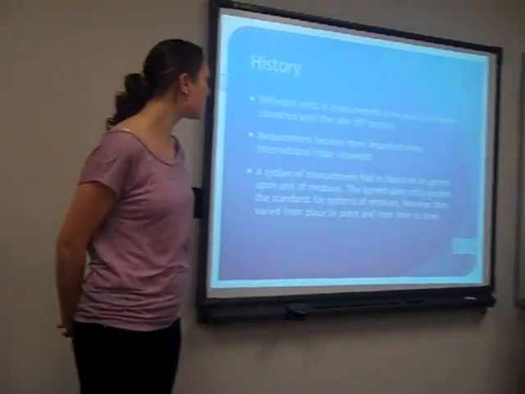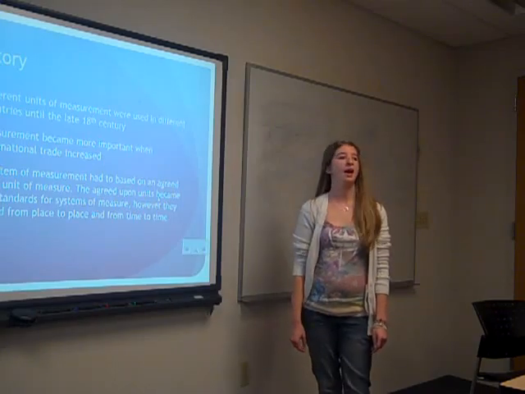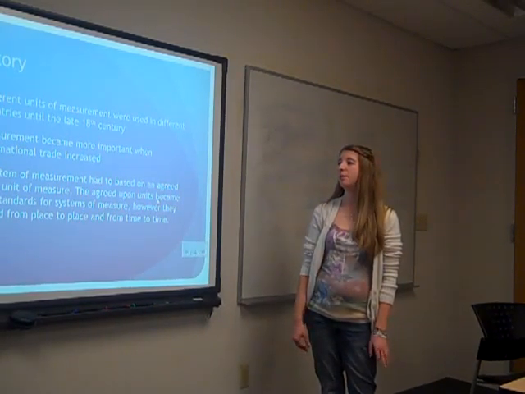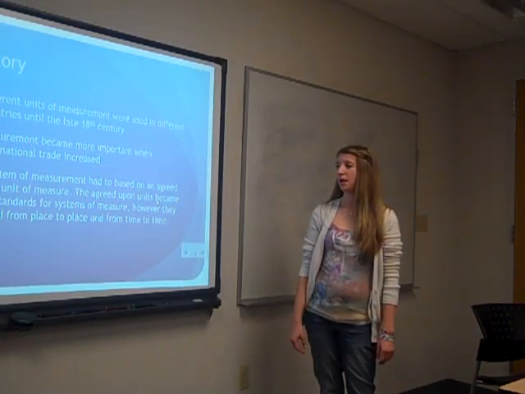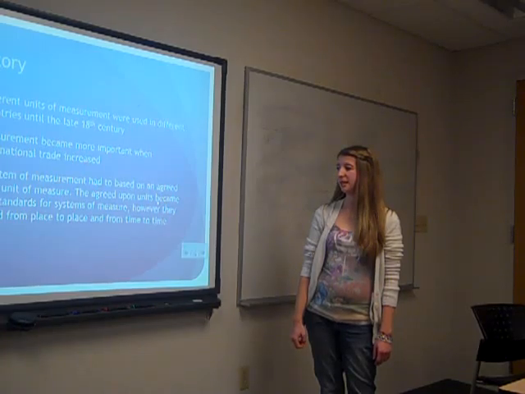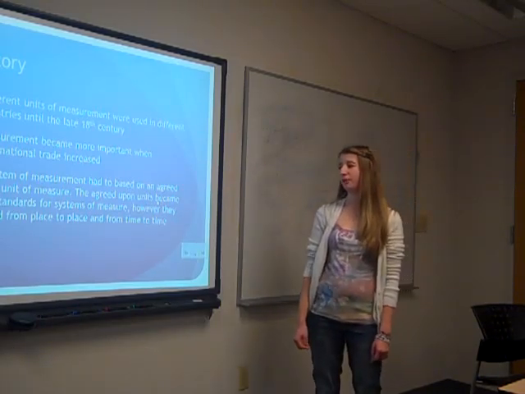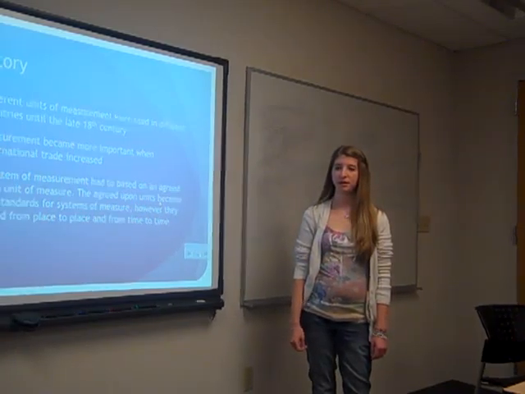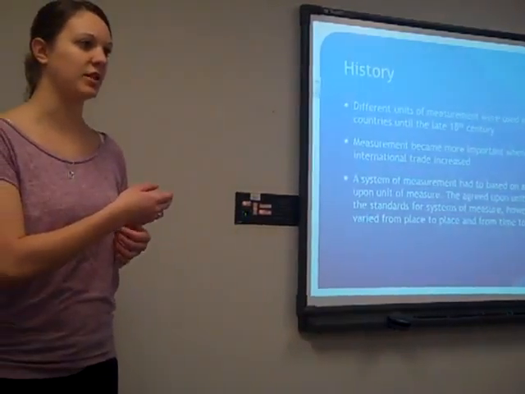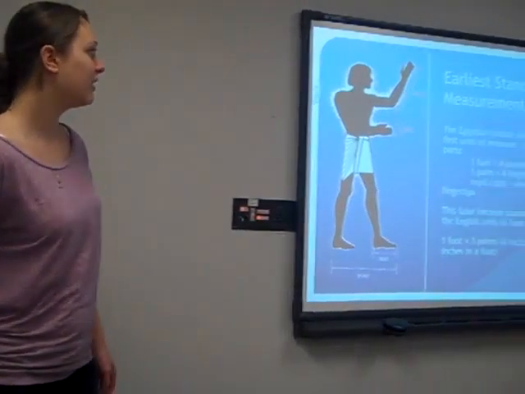Some history of measurement: different units of measurement were used in different countries until the late 18th century, and the measurement unit became more important when international trade increased and there needed to be a set unit of measurement. A system of measurement had to be based on an agreed unit measure. The agreed upon units became the standard for the systems of measure. However, they varied from place to place and from time to time. That's why we still have our own common unit of measurement, the English units, which is different than the metric system that most European countries use. But we'll get into that.